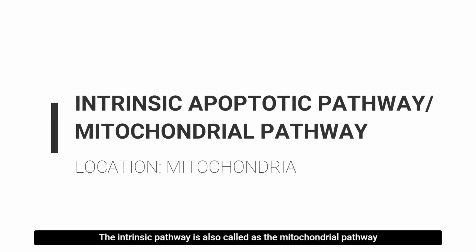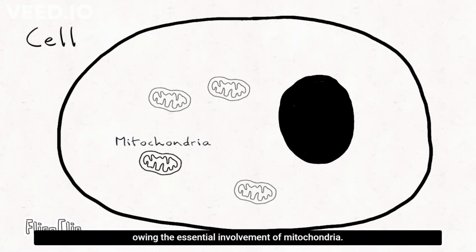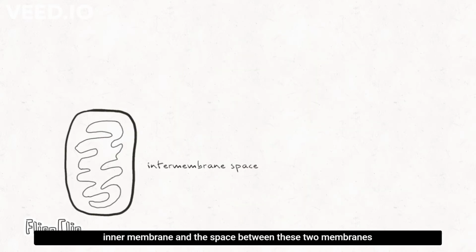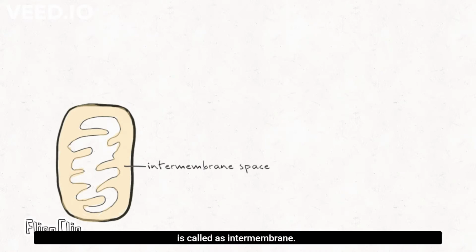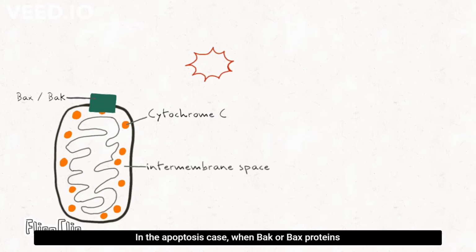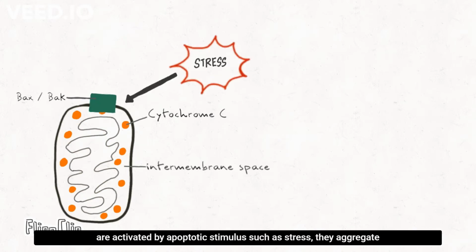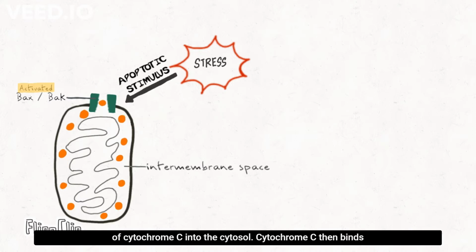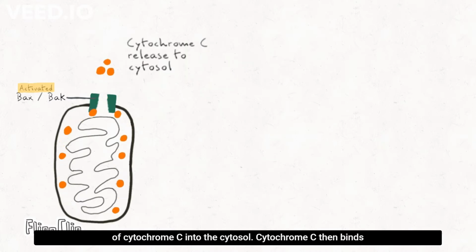The intrinsic pathway is also called the mitochondrial pathway, owing to the essential involvement of mitochondria. Mitochondria consist of two layers, which are the outer and inner membrane, and the space between these two membranes is called the intermembrane space. Cytochrome C and other proteins are located inside the intermembrane space. In the apoptosis case, when Bax or Bak proteins are activated by apoptotic stimulus such as stress, they aggregate in the outer mitochondrial membrane, leading to the release of cytochrome C into the cytosol.